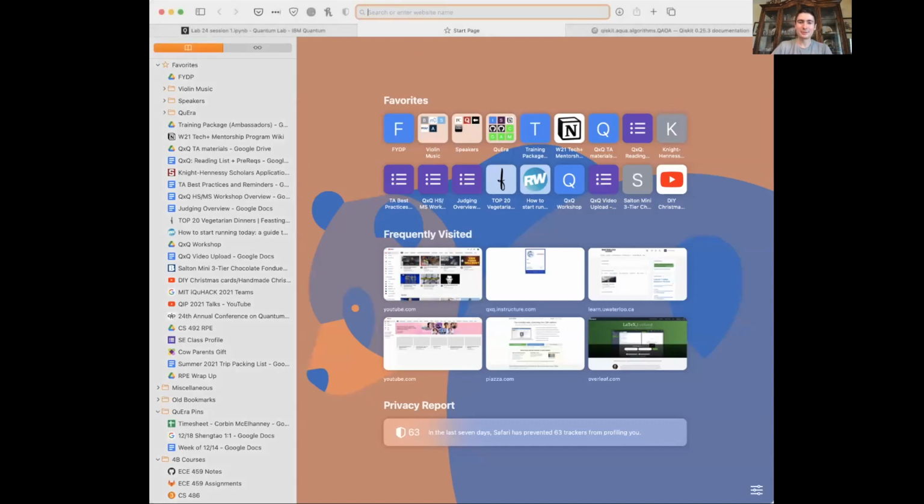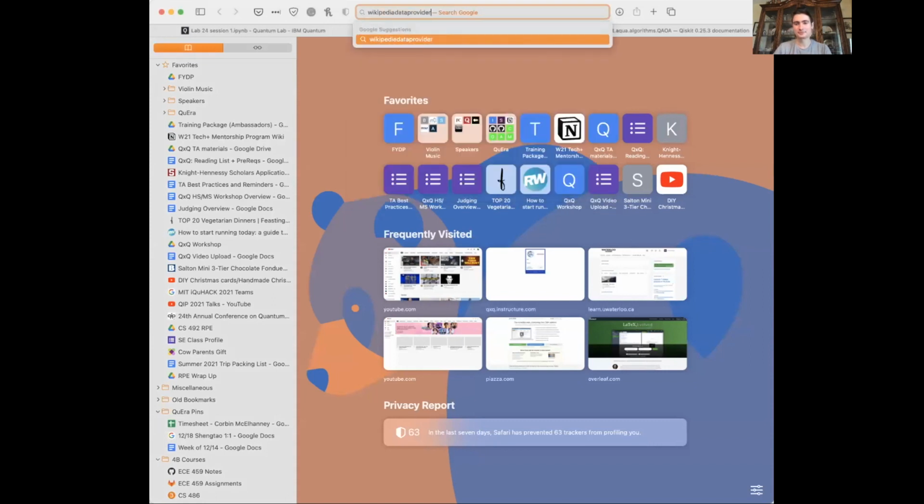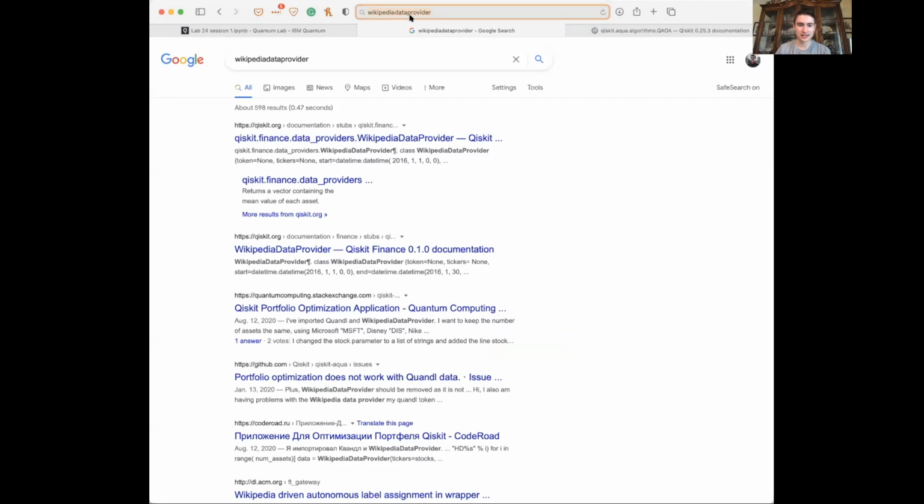Okay, let's go back to this. So I'm going to go ahead and try searching Wikipedia data provider. See if this gives us anything. Okay, and the first result here is Qiskit.finance, right? So this is probably what we want to be looking at. If that doesn't work, right?